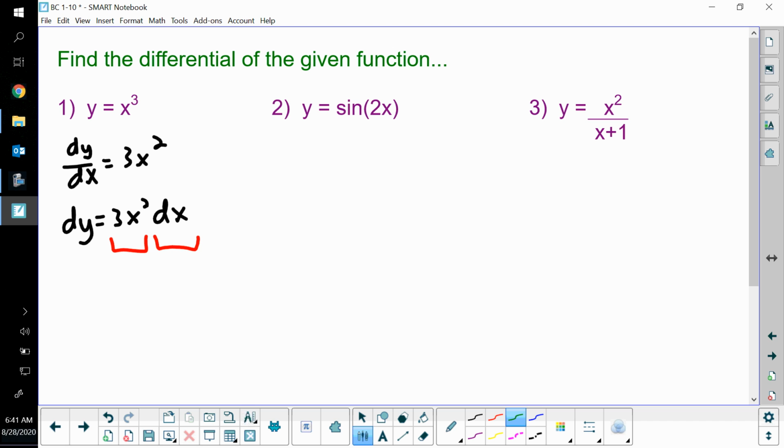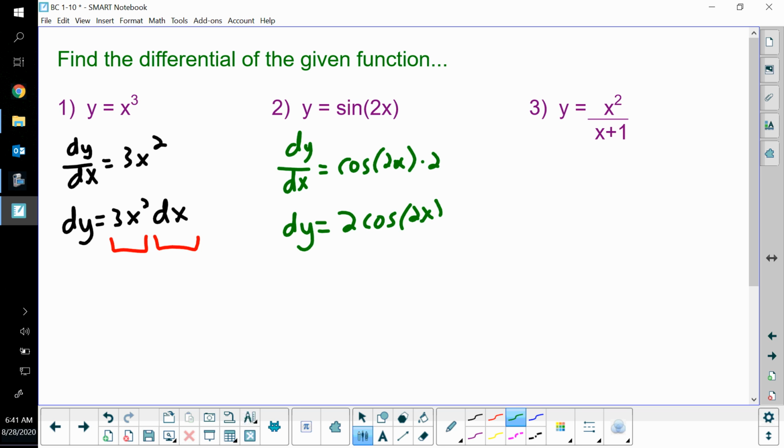Going to the second one, we'll take our derivative. We've got to do some chain rule here. Derivative of sine is cos. Keep the inside the same, times the derivative of the inside. So multiply the dx over. And I'm just going to neaten things up a bit by putting the 2 out front. And that would be our differential.